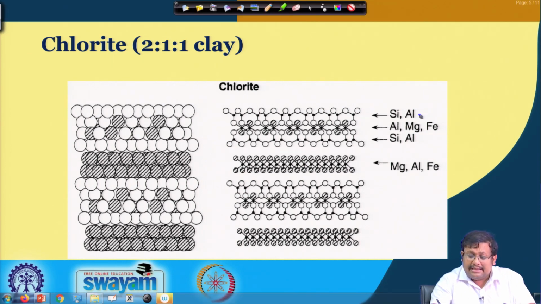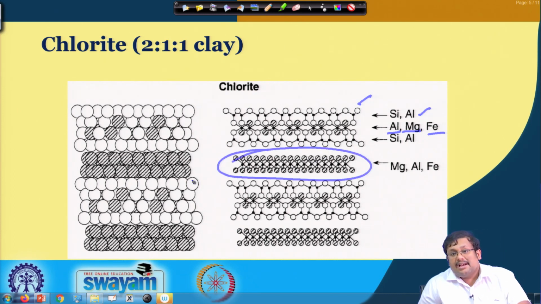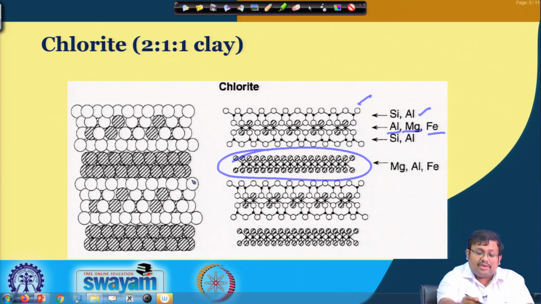As you can see, this is the oxygen atom followed by either silicon or aluminum, because here some tetrahedral substitution is also occurring. In the octahedral sheet, if it is dominated by aluminum, then we call it dioctahedral. If it is dominated by magnesium, then it is trioctahedral, and similarly when it is dominated by Fe2+, it is also trioctahedral. And the interlayer space is basically occupied by this hydroxide interlayer. So, this is how this chlorite structure will look.